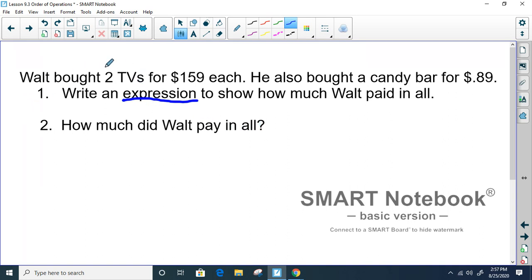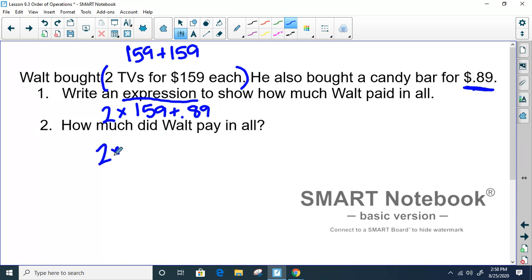So looking at this, I see Walt bought 2 TVs for the same price. Remember, this could be 159 plus 159, but repeated addition is just multiplication. So I'm going to do 2 times 159. That'll give me the price for both TVs. Then he also bought a candy bar for 89 cents. Now, he only bought one candy bar, so that's just an additional price. So we're going to add 89 cents to this. So our expression is 2 times 159 plus 89 hundredths or 89 cents.